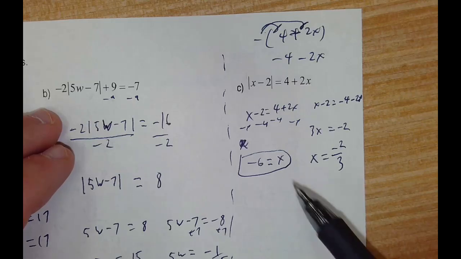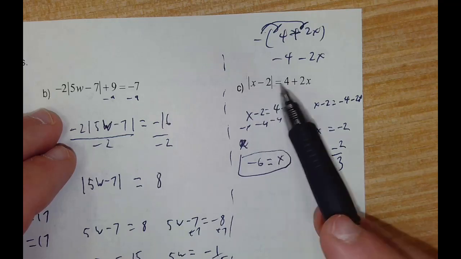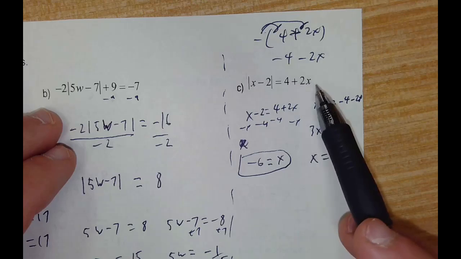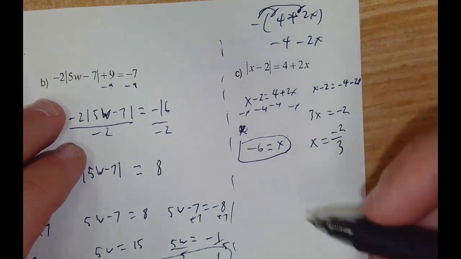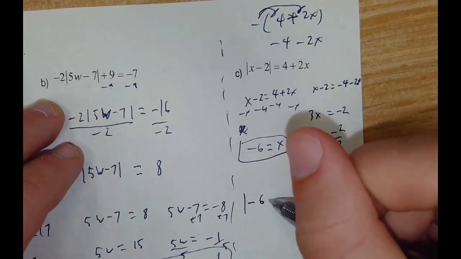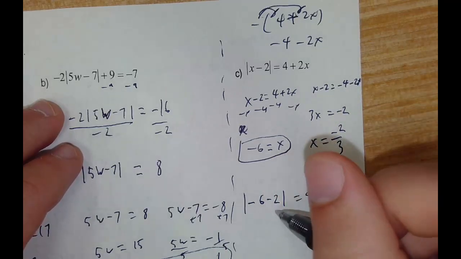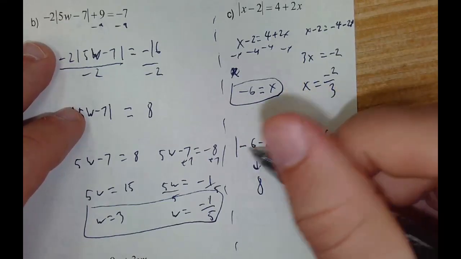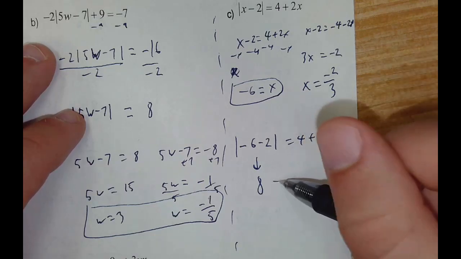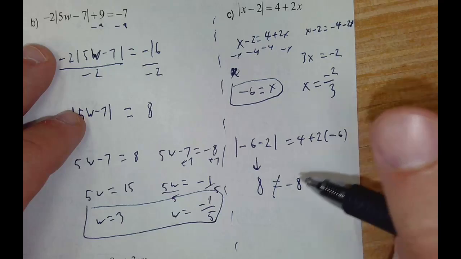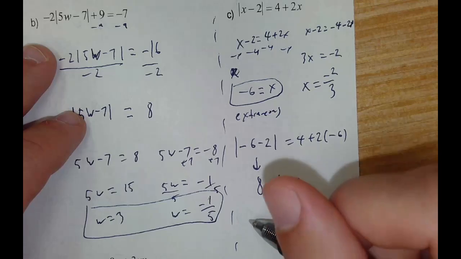Okay, then when you plug it back into this here, when negative 6 goes in, it's gonna be negative 6 minus 2 is negative 8, but that's 8. This is not gonna work. You can see that, right? I'll show you. Look. Negative 6 minus 2 equals 4 plus 2 times negative 6. Negative 6 minus 2 is negative 8. So this is just an 8 right here because it becomes positive. Then 2 times negative 6 is negative 12. Negative 12 plus 4 is negative 8. This is saying that negative 8 equals 8. That's not true. So this answer here is extraneous, not a solution. Let's try negative 2/3.